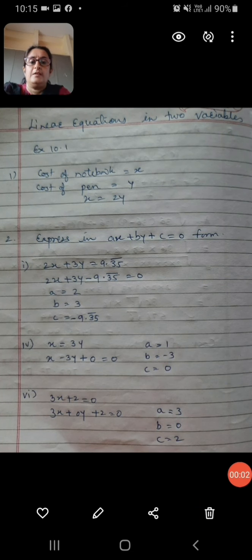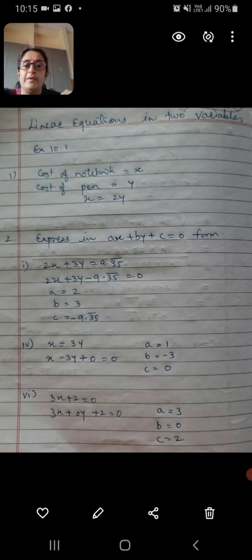Hello children, today we are going to start with a new lesson, that is linear equation in two variables. Children, we learned linear equation in one variable in the previous class, that is last year. Here we are going to learn about two variables. Now what is a linear equation? The equation where the highest power of the variable is 1, we call it a linear equation.